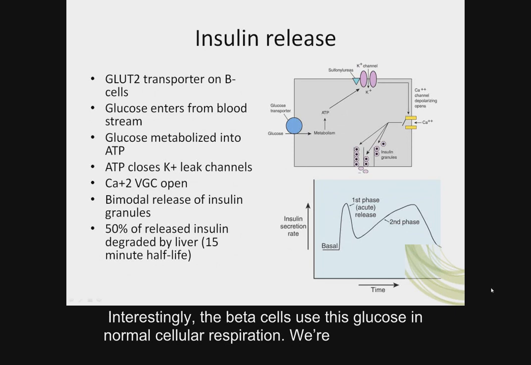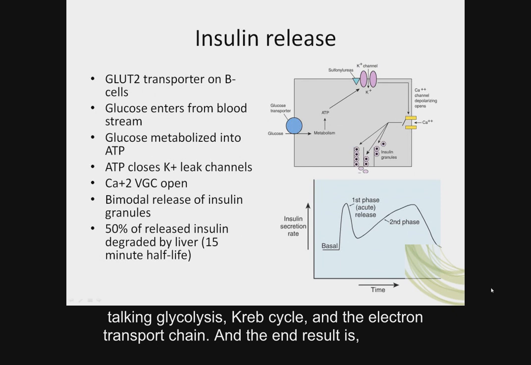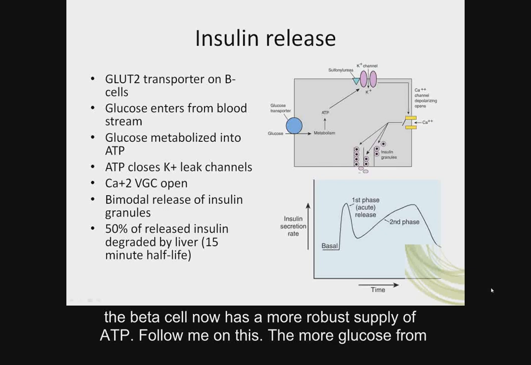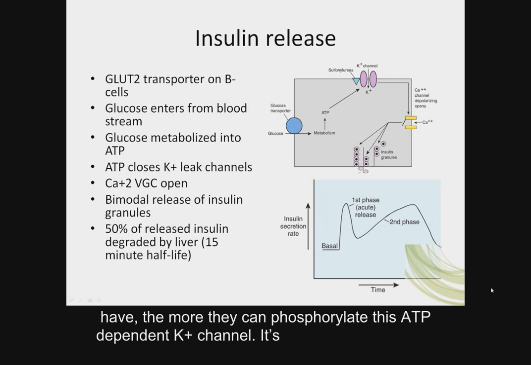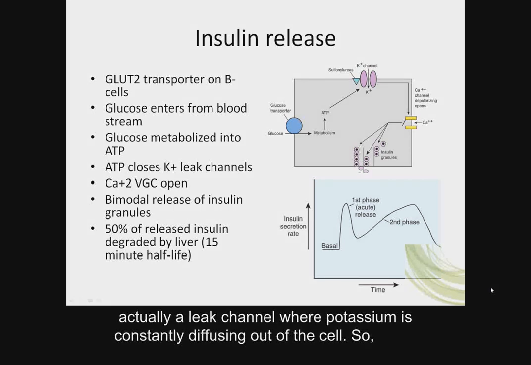Interestingly, the beta cells use this glucose in normal cellular respiration. We're talking glycolysis, Krebs cycle, and the electron transport chain. And the end result is the beta cell now has a more robust supply of ATP. Follow me on this. The more glucose from the meal that enters the beta cell, the more ATP the beta cell has. The more ATP they have, the more they can phosphorylate this ATP-dependent potassium channel.